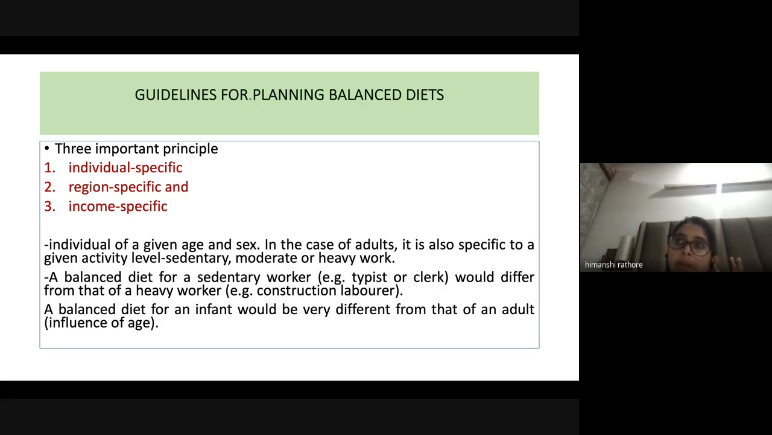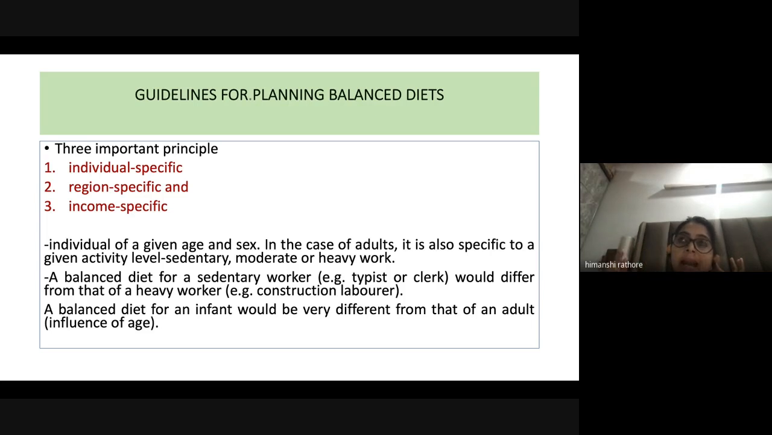For example, a typist or a clerk or even a teacher, they are not performing vigorously in a day. They are sitting on a table and doing their work. They are sitting in a chair and they have a table and they are performing the activity. So they fall under the sedentary work lifestyle. And the diet will be different for heavy workers like laborers. They perform heavy duty in a day, they need a lot of energy, so their carbohydrate requirement will be large in comparison to the sedentary workers.